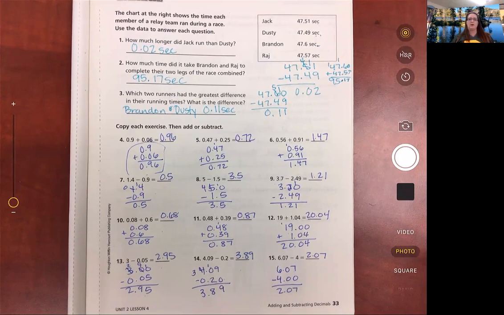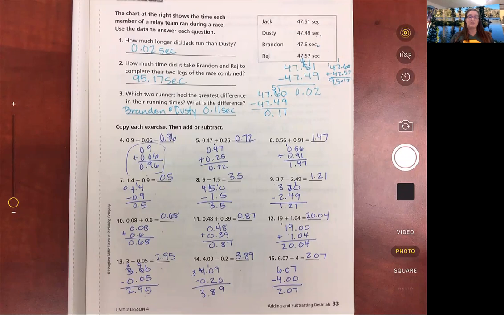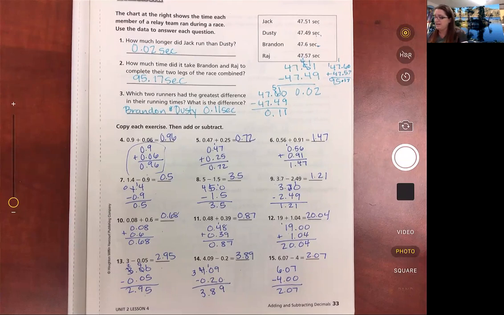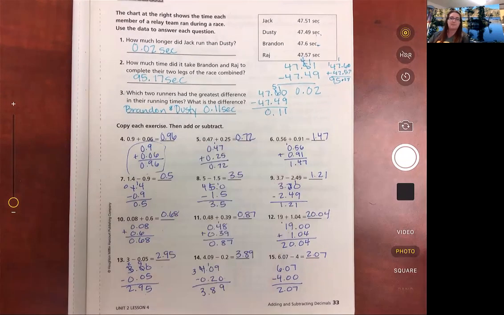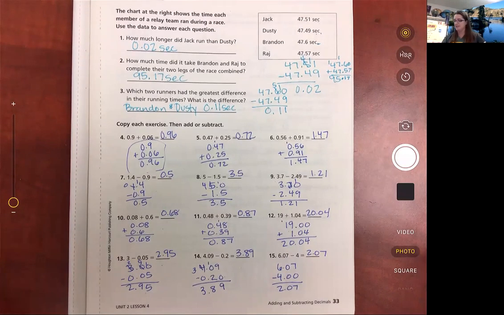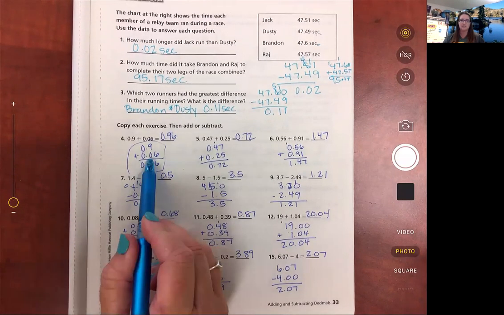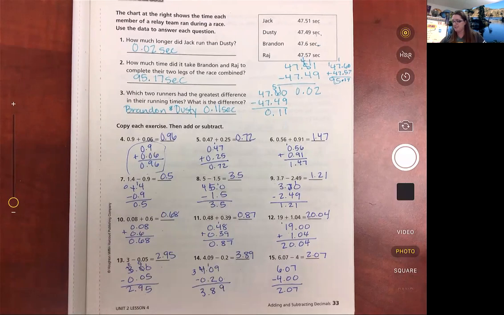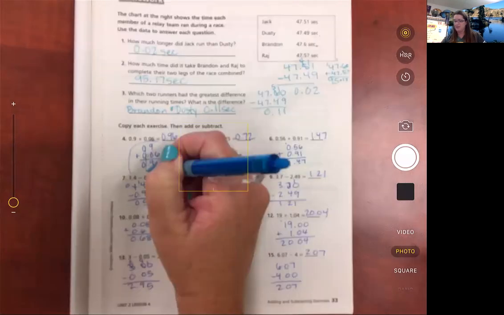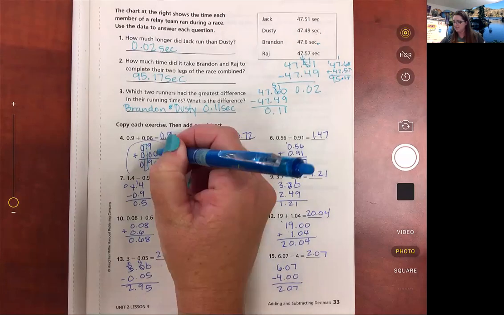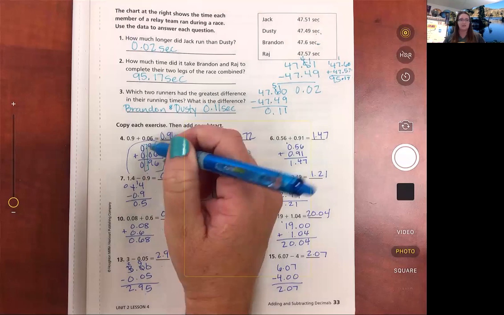Number 4. So number 4, we need to make sure we're lining up our decimals, right? The 9 should not be over the top of the 6, because when we're lining up our decimals, we're also lining up our place value. So the 9 is in the tenths place, and there's a 0 in the tenths place also. So we want those tenths places to be lined up. So when I put my decimals all in a row and line up those place value positions, I have 6 plus 0, which is 6, 9 plus 0, which is 9.